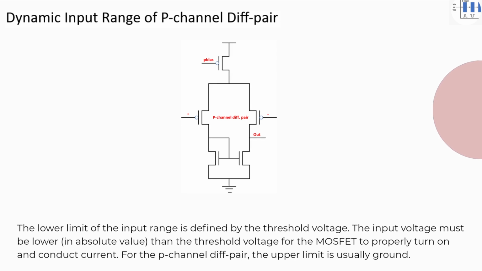The lower limit of the input range is defined by the threshold voltage. The input voltage must be lower, in absolute value, than the threshold voltage for the MOSFET to properly turn on and conduct current. For the P-channel diff pair, the upper limit is usually ground.